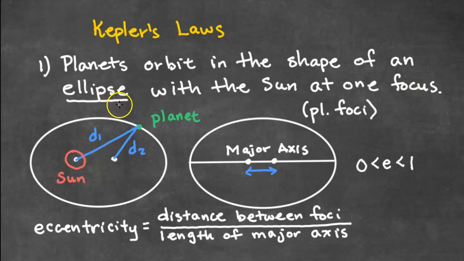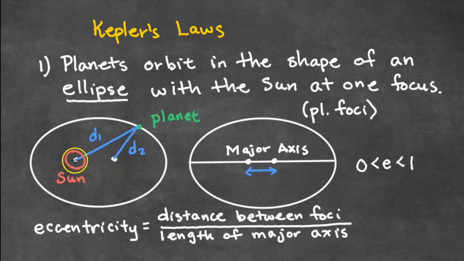focus. So what is an ellipse? An ellipse is like a circle that's been smushed. That's what the shape of a planetary orbit looks like. And if you notice, inside this ellipse are these 2 points. Each point is called a focus. The 2 points are called foci for plural.